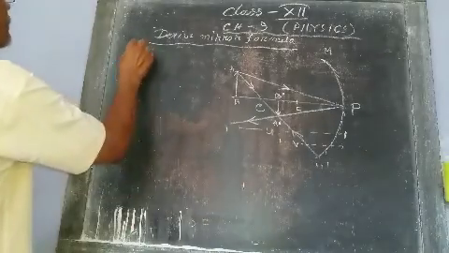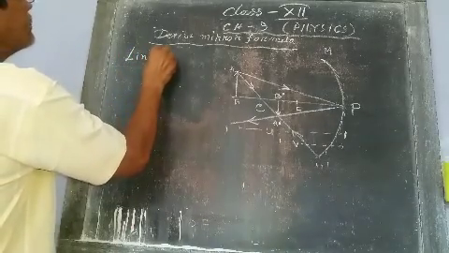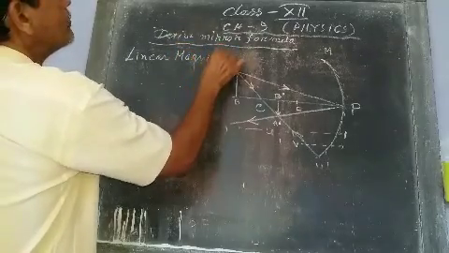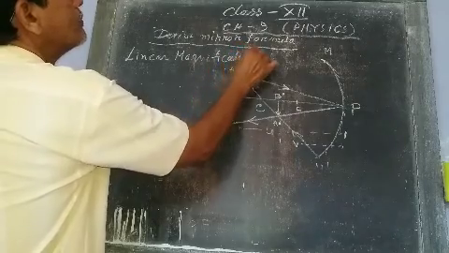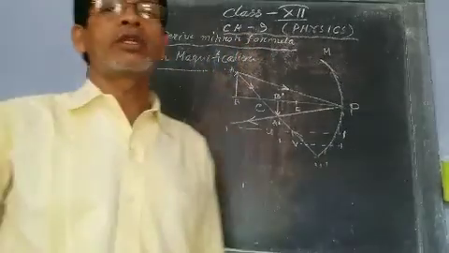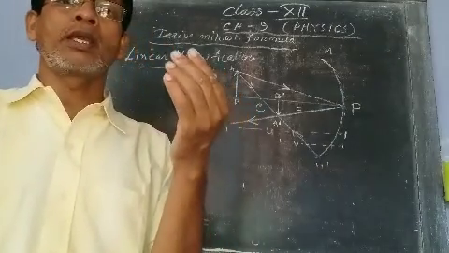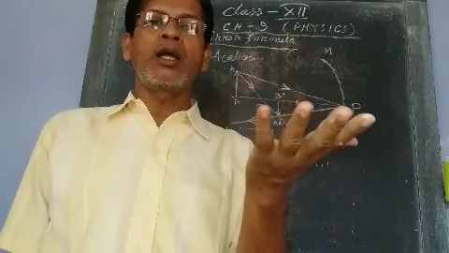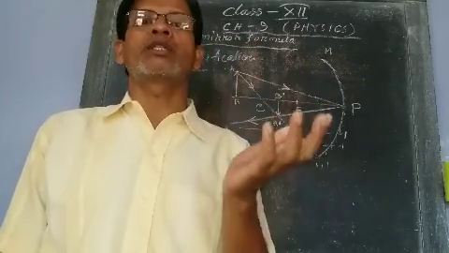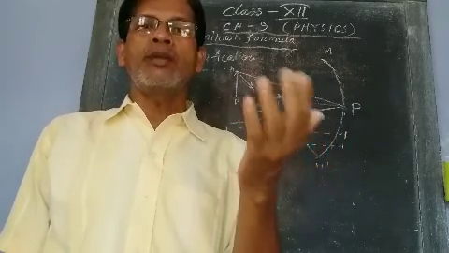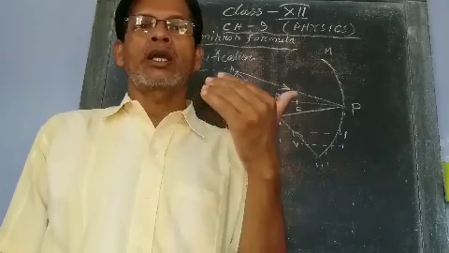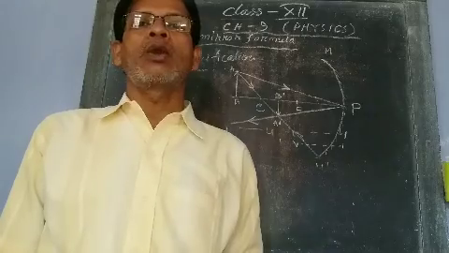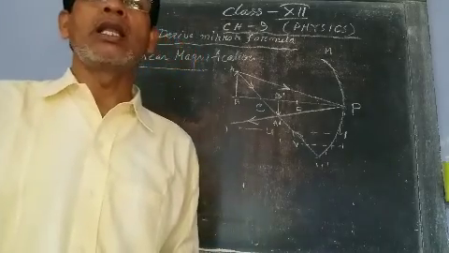Linear magnification. Linear magnification means image कितना बड़ा और कितना छोटा है object से. How many times the image is larger than or smaller than the object size. This is the linear magnification.